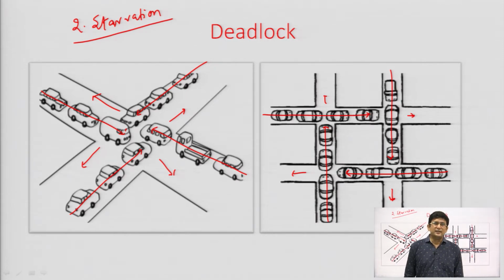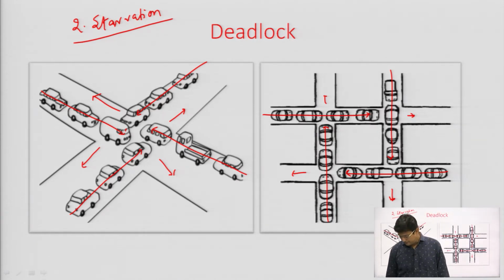So, starvation is a condition in which there is a surety that the resource will be allocated to the requesting process sometime, but in deadlock the requested resource cannot be allocated at any time. So, deadlock is an indefinite starvation, but starvation is a situation wherein the resource may be allocated at some point of time, maybe sooner or later.